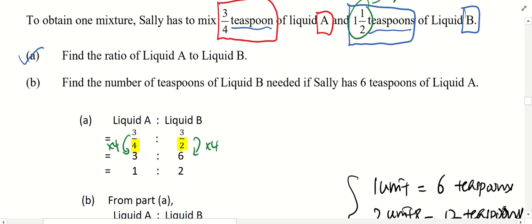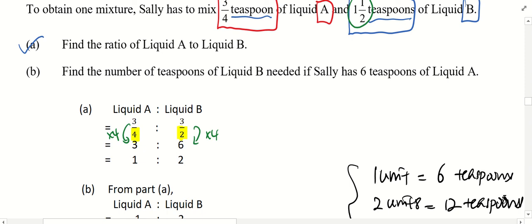Part B asks for the number of teaspoons of B needed if Sally has 6 teaspoons of liquid A. Now the beauty about this ratio thing is that I don't need to care about the actual number. In this case, we need to care about the actual number now because it is told to us specifically that there are 6 teaspoons of A, and we are tasked to find exactly how many teaspoons of B should be mixed together.